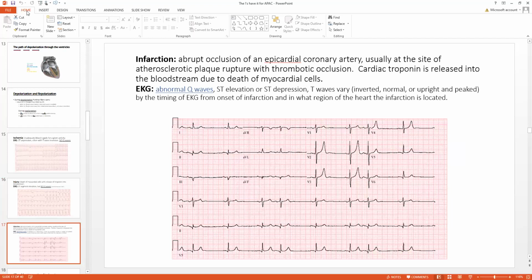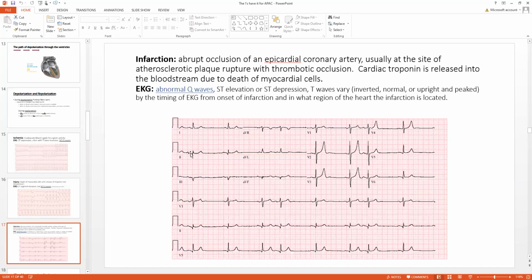How about infarction? Now, this is beyond what we have just seen. Abrupt occlusion of an epicardial coronary artery, usually at the site of an atherosclerotic plaque rupture. Thrombotic occlusion results. Troponin is released, but it doesn't last forever, only lasts for a few days. And so do the electrocardiographic changes. That ST elevation ends up becoming Q waves as the ST segments return to baseline and the T's right themselves back up.